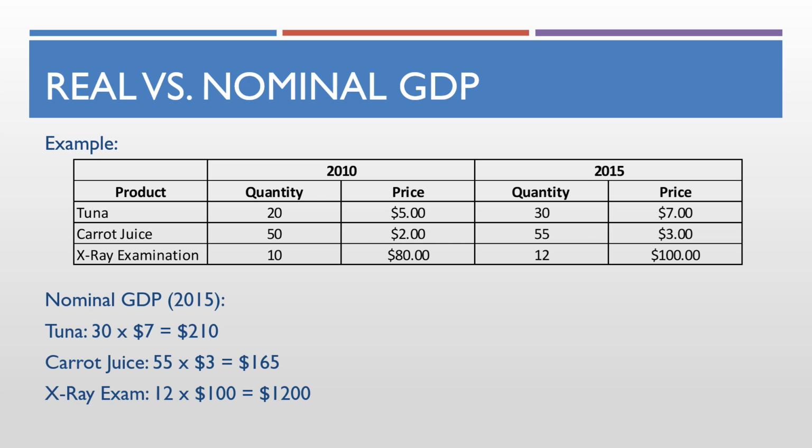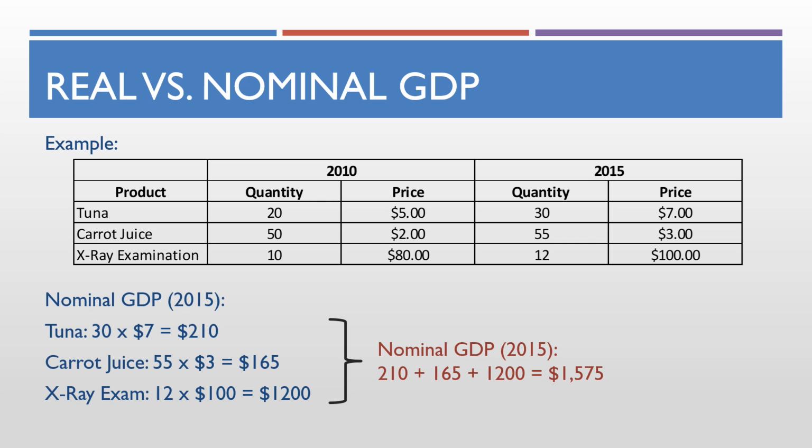Well, to measure the nominal GDP in 2015, it's fairly easy, right? Or even 2010. We're basically using the current price and the current quantity to measure the total market value of a particular product. And then we sum the total values together in this particular economy. So the nominal GDP in 2015 in this case is 1,575. Comparing the nominal GDP in 2010, we can definitely say that we have a higher level of GDP in 2015 than 2010.